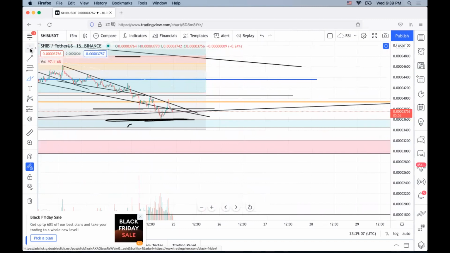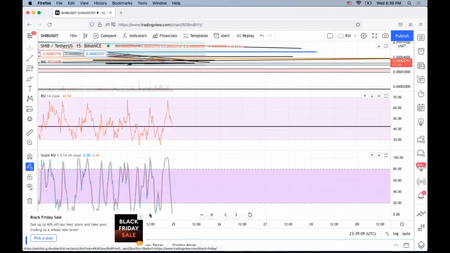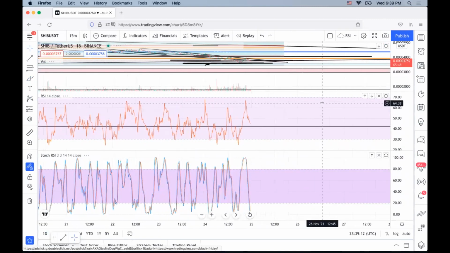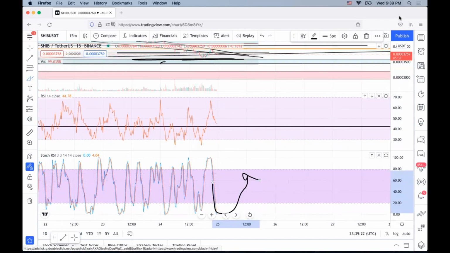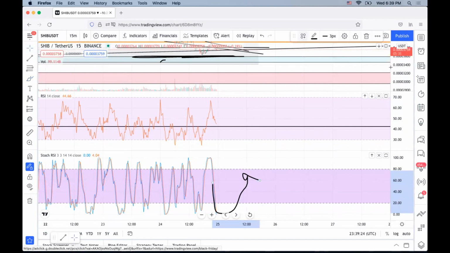All right, so on our 15-minute chart, currently our RSI is right around the 45 area. Stochastic is coming back down. Hopefully we'll see a bounce right here, which is where I was pointing out up here on our price chart that we could see a bounce.